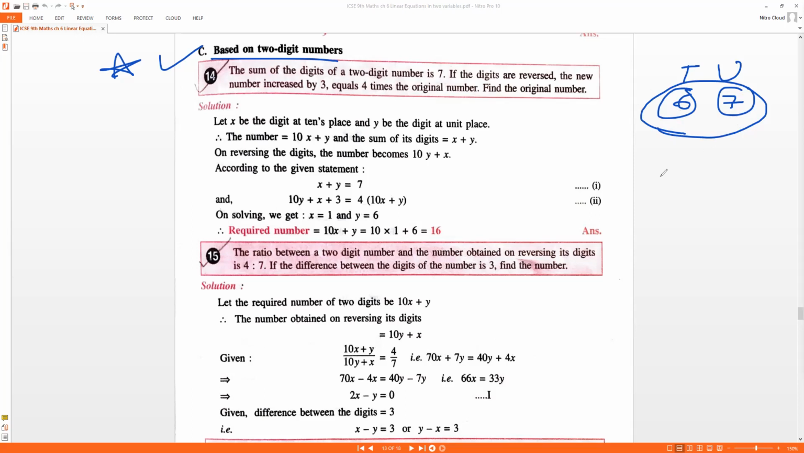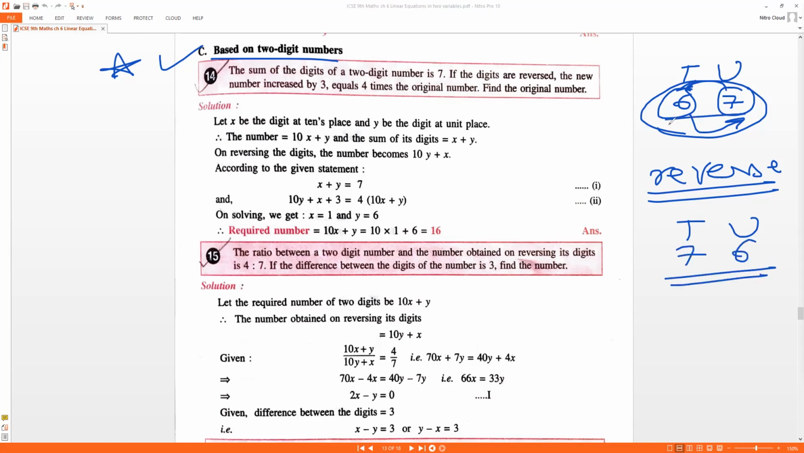And then we reverse the digits. This is very important. What do you mean by reversing the digits? It means you keep the units and tens places as they are, but 6 will go to the units place, and 7 will come to the tens place. So the number will be 76 instead of 67. On reversing the digits, you will get the number as 76. Do you understand what I'm trying to say? Is that clear? Yes.